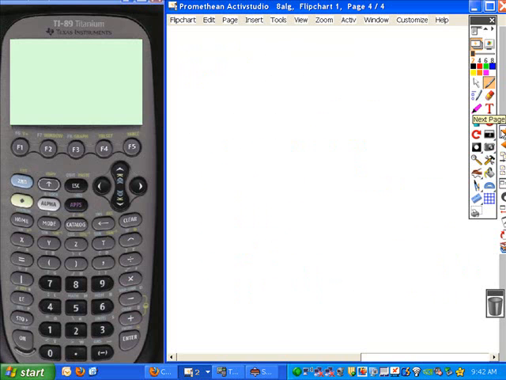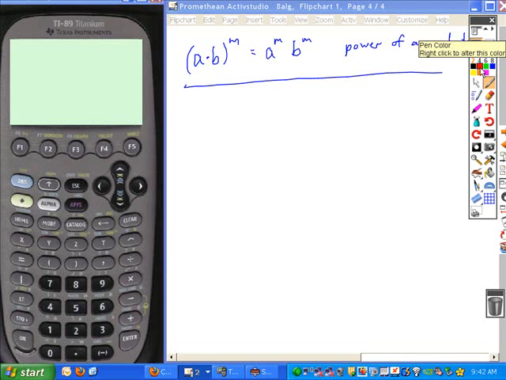So the general rule for this is, if you have the product of a times b all to the m power, you have a power of a product here. You're going to split the factors of your base and apply your power to each of those factors, and that's the simplified form. This is the power of a product rule. So those are the three that you need to be aware of.